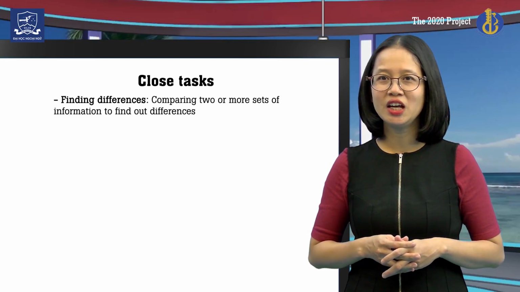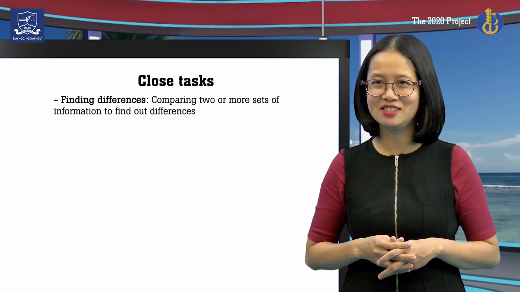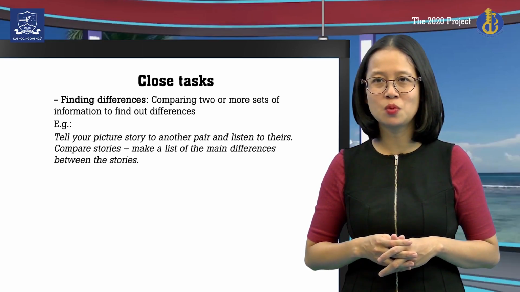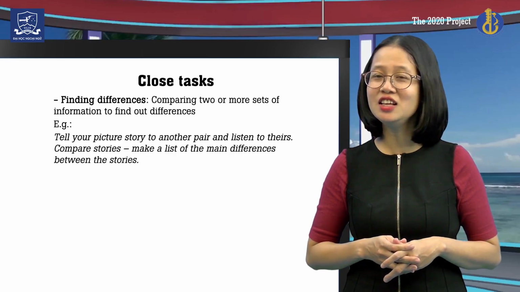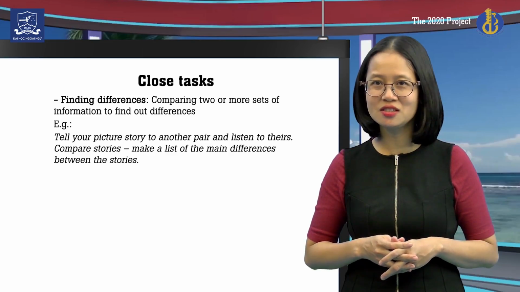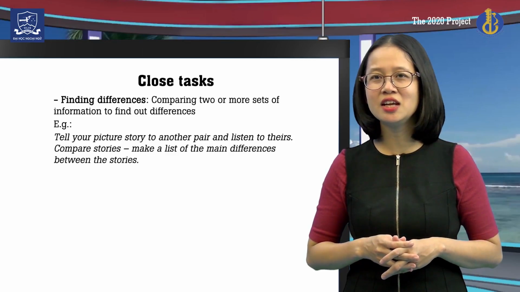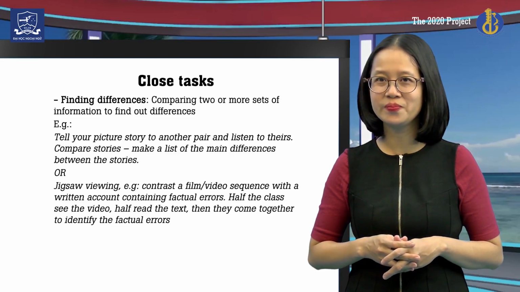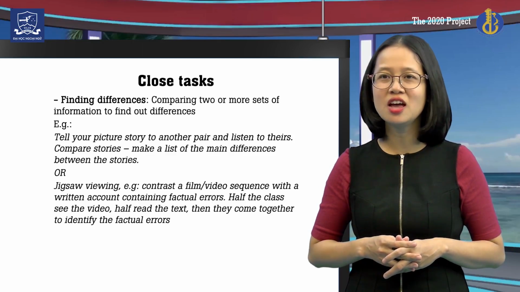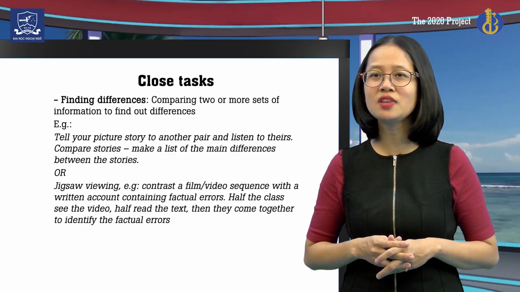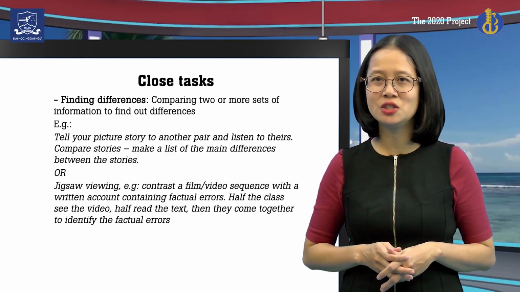Finding differences. It is to compare 2 or more sets of information to find out differences. An example activity is provided here. Tell your picture story to another pair and listen to theirs. Compare stories. Make a list of the main differences between the stories. The second example is jigsaw viewing, such as contrast a film or video sequence with a written account containing factual errors. Half the class see the video, half read the text, then they come together to identify the factual errors.